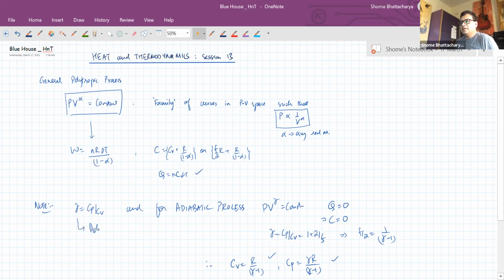So this is called the adiabatic constant, whereas alpha in general here is called the polytropic exponent.